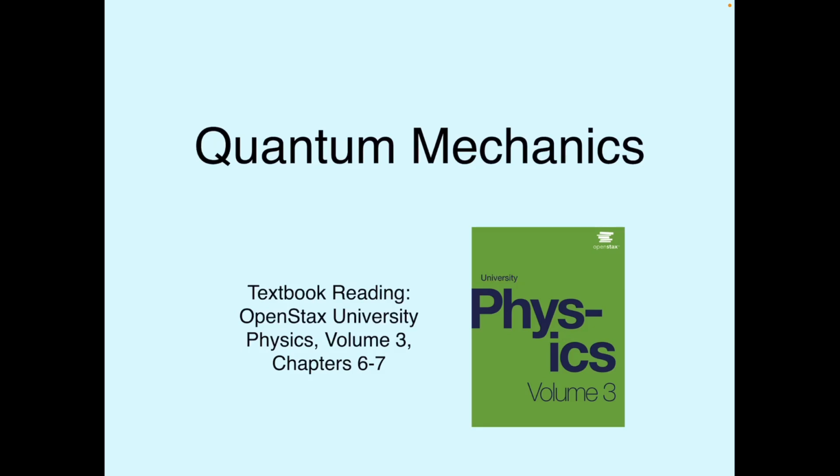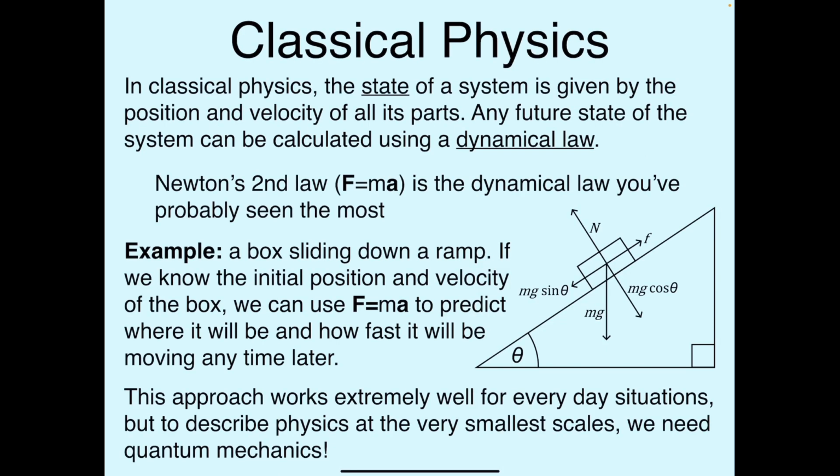All right, hi everybody. Today we're going to start a new lecture on quantum mechanics. And the material here comes from chapters 6 and 7 of volume 3 of our textbook. Chapter 6 gives you some of the historical developments that led up to quantum mechanics. And chapter 7 is full on quantum mechanics. So we're going to do both of those.